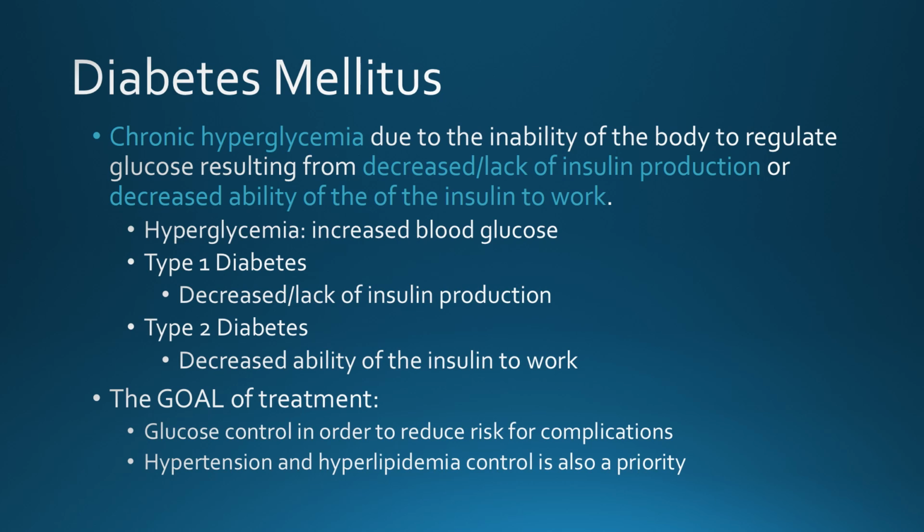With diabetes, we also want to monitor patients for hypertension and high cholesterol. Anytime a patient has those three things, diabetes, hypertension, or hyperlipidemia, they are at an increased risk for complications. So even though our main focus may be on the diabetes, we also want to make sure all of these comorbidities are equally controlled so that we are preventing any complications the best that we can.